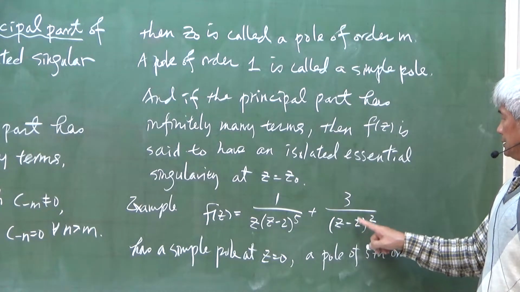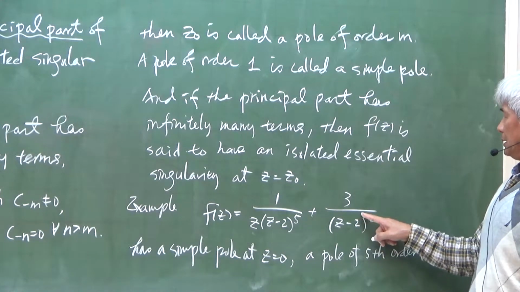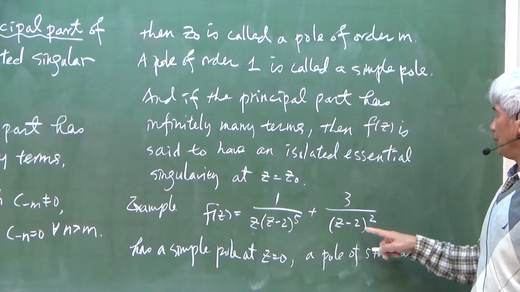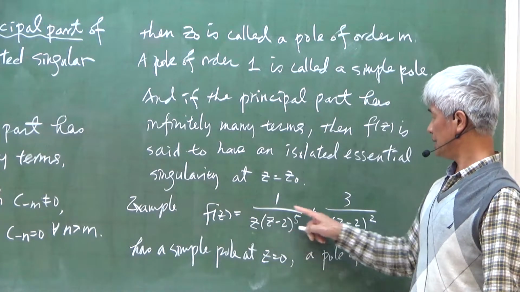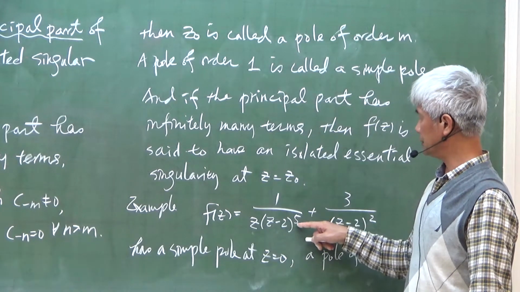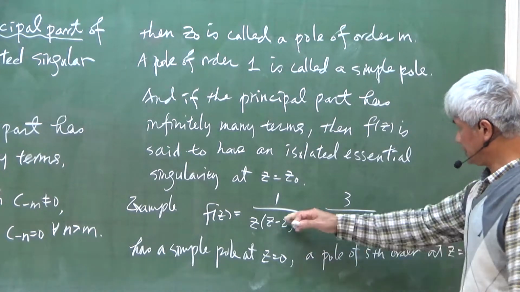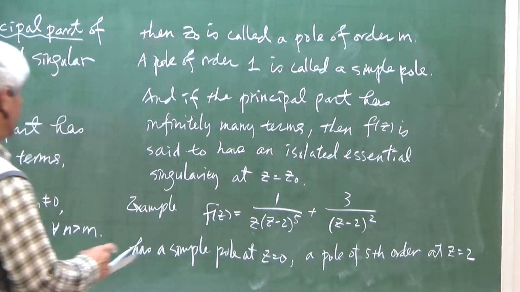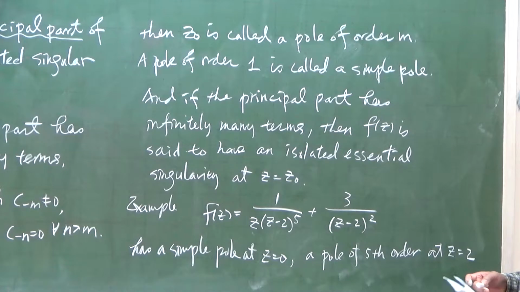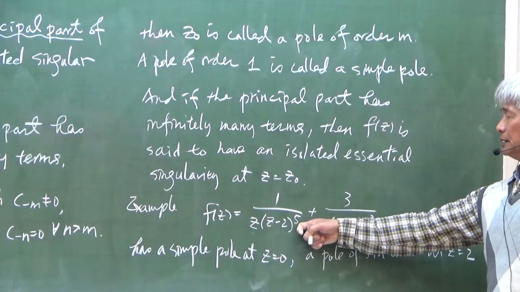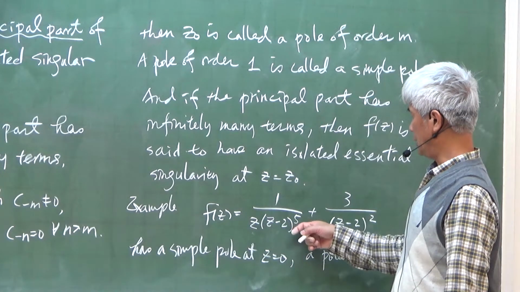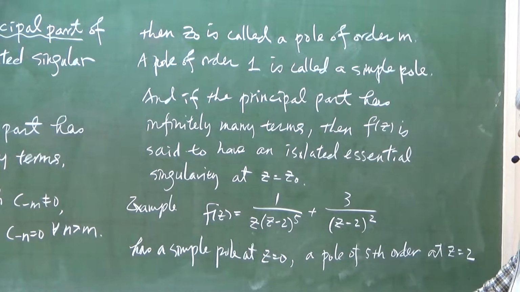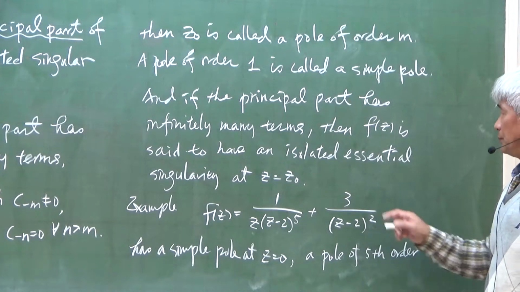Look at here, in this term the negative power is up to 2, so it seems like it is a pole of the second order. But look at here, this one has a power up to the fifth order. So if we expand this function by the Laurent series about z equal to 2, you will find that the most negative power with non-zero coefficient is the negative fifth power. So it's a pole of fifth order.